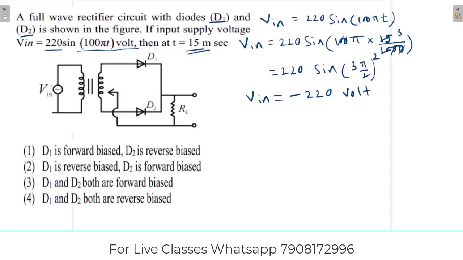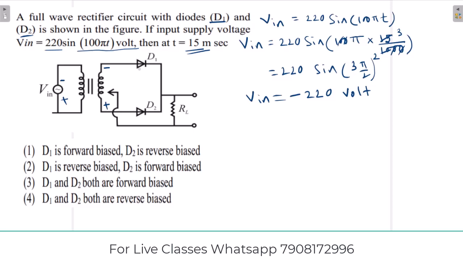Now see the figure. The V input is negative. So at t is equal to 15 millisecond, this side is negative and this side is positive. Here the potential on this side is negative and here it is positive, and it is a center tap, so the 0 is at the center.